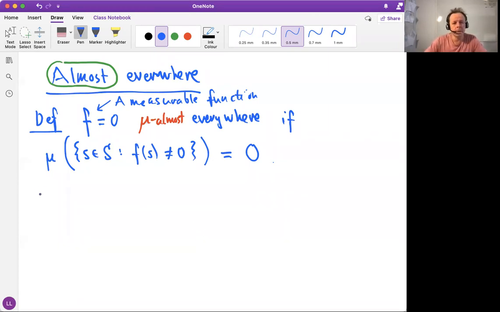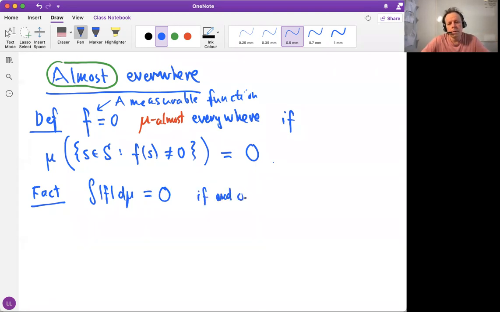Why is this important? Because especially this fact. When is the integral of the absolute value of some function, what happens if this integral is 0? Or when is it 0 actually? It is 0 if and only if f is 0 mu almost everywhere.